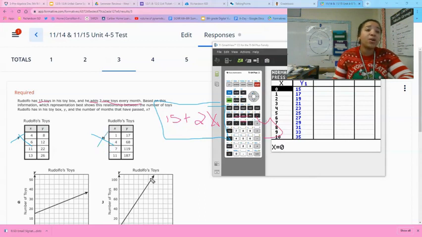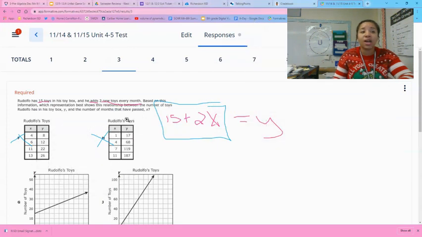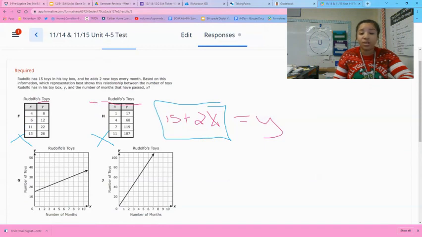But let me see. So I know that this is not going to be proportional. So let me minimize this. It's not going to be proportional because it has a y-intercept of 15. So I know I can also cross out J. So the only correct answer left with just doing process of elimination would be G.